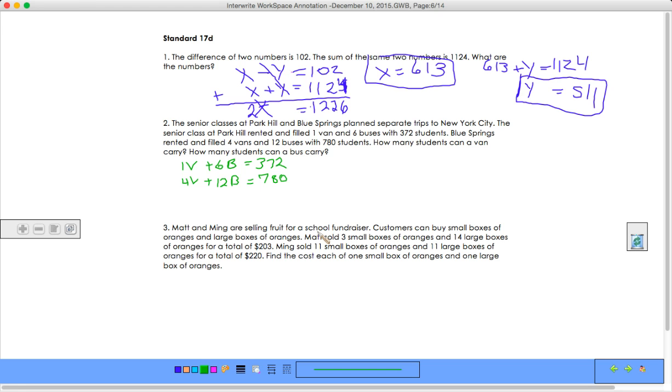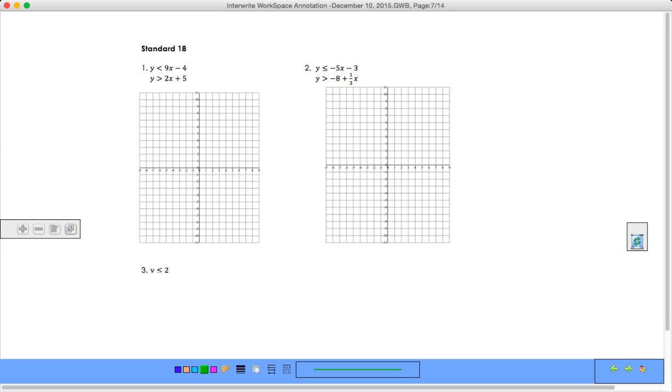Okay. So sometimes these are actually quite easy to write if you just take it one sentence at a time and write one equation at a time. And then just like the one above it, this one's set up for elimination. You just have to decide what you need to multiply this equation by in order to do that. And I'll let you finish that one on your own. Let's look at standard 18.